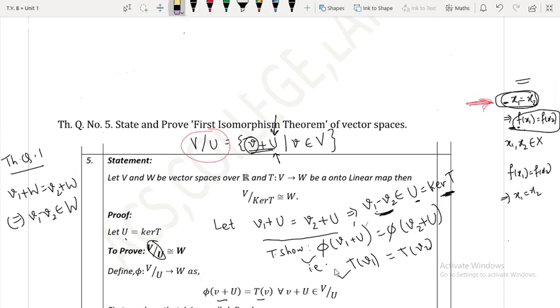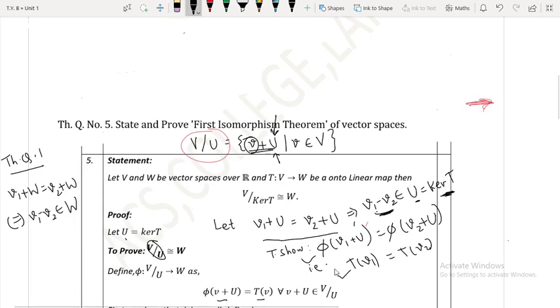Just try to recall the definition of kernel of T. Our kernel of T is a collection of v belonging to V such that T of v is equal to 0 of W. That means if an element is in kernel of T, I am talking about this small v, then its image is 0. So this element v1 minus v2 is in kernel of T, therefore the image of that element will be equal to 0.